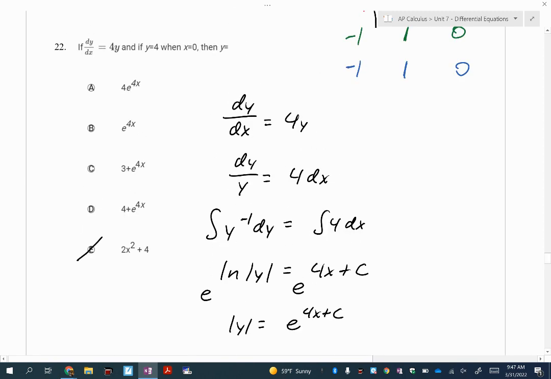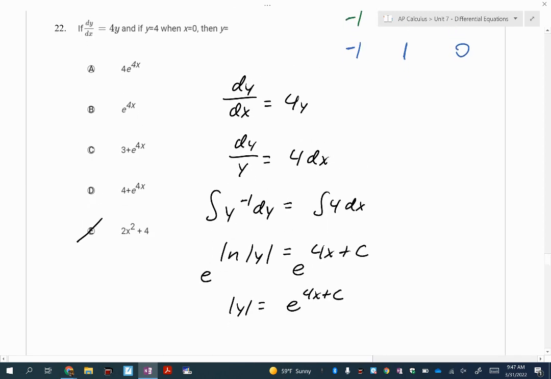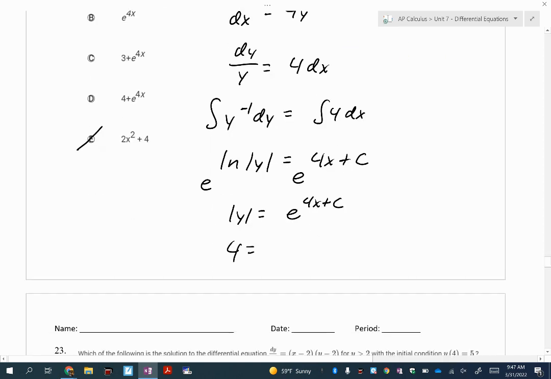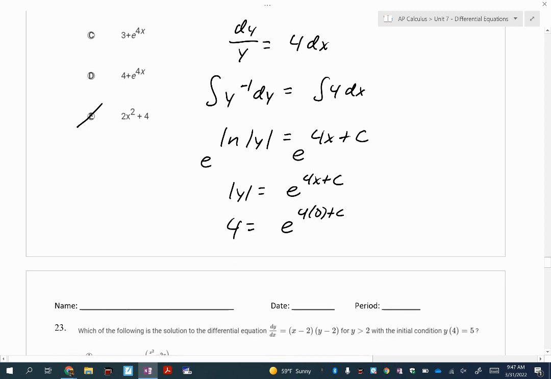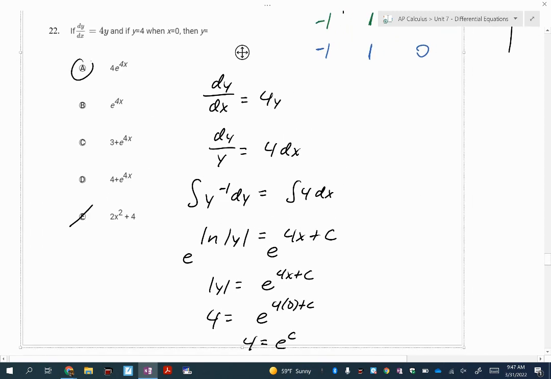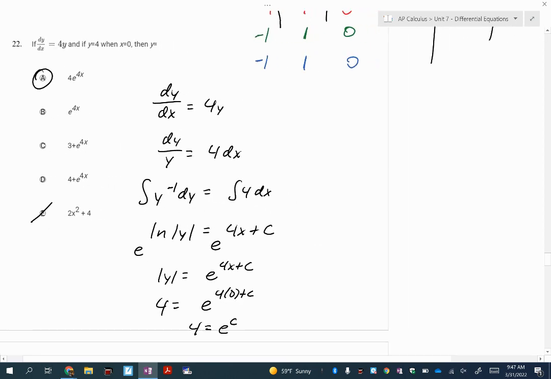And I'm going to solve for c. It gives me my initial value: x is 0, then y must be 4. So that's 4 equals e to the 4 times 0 plus c. So we have 4 equals e to the power of c. And so if you notice, this is telling me that I'm going to have that 4 in front, right? But let me show you how you can check it if you're having trouble with this.